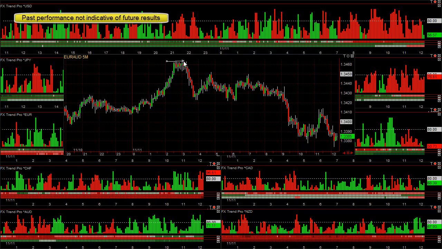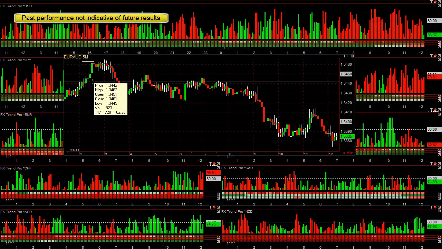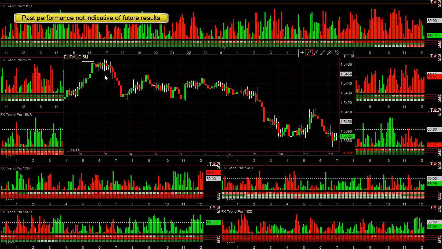I usually wait for at least 30 minutes to an hour of sideways action. So you can see that this one was sideways from 2:30, and at 3 it did technically break out here. So like I said, this one did provide a loss. You would have lost about 10 or 12 pips.